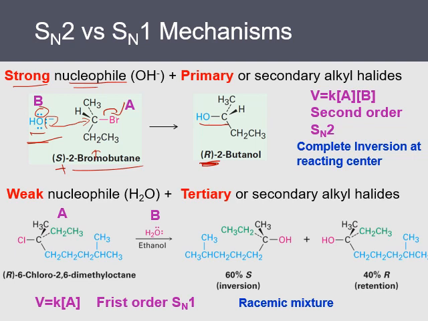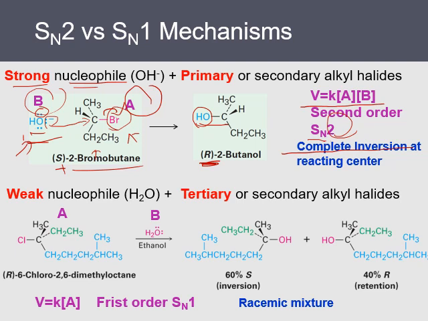In the reactant, the bromine substituent is on the right side. In the product, the hydroxide is on the left side. This is a complete inversion of the chirality center. Also, the reaction rate depends not only on the alkyl halide, but also on hydroxide. If you increase either of them, the reaction rate will increase. The reaction follows second-order kinetics, and therefore it is called nucleophilic substitution SN2. The 2 means second order. Both the alkyl halide and the nucleophile are important in the reaction.